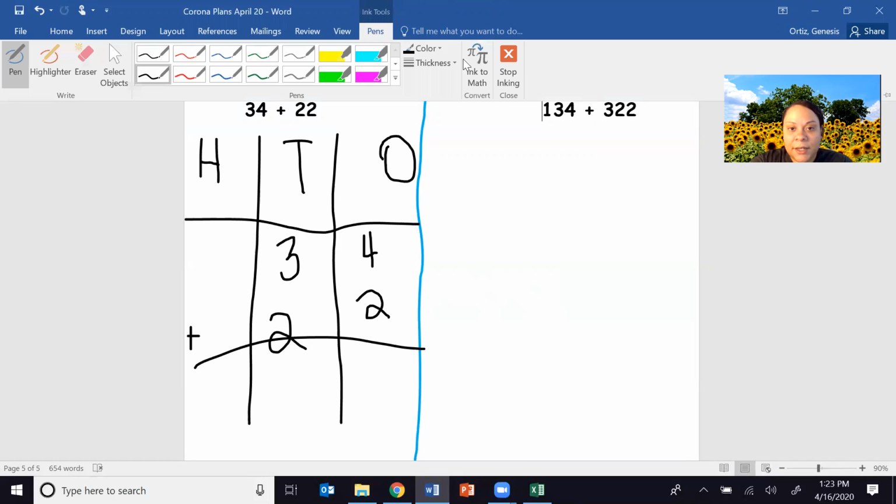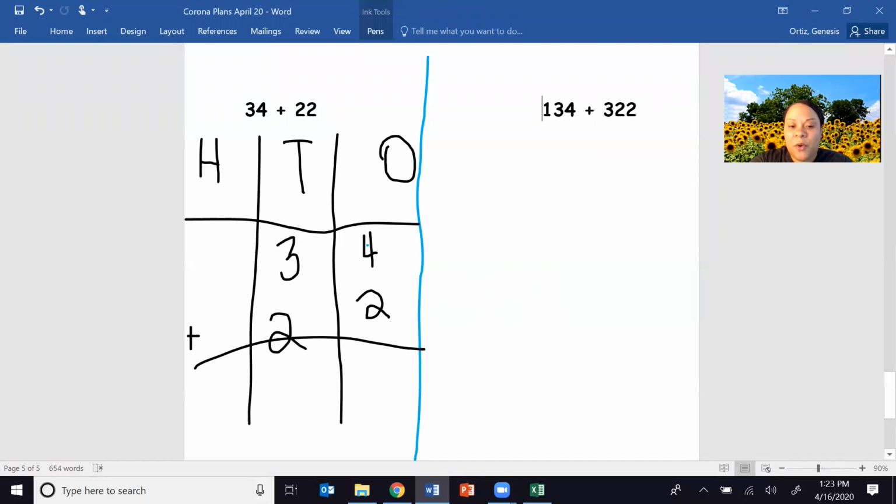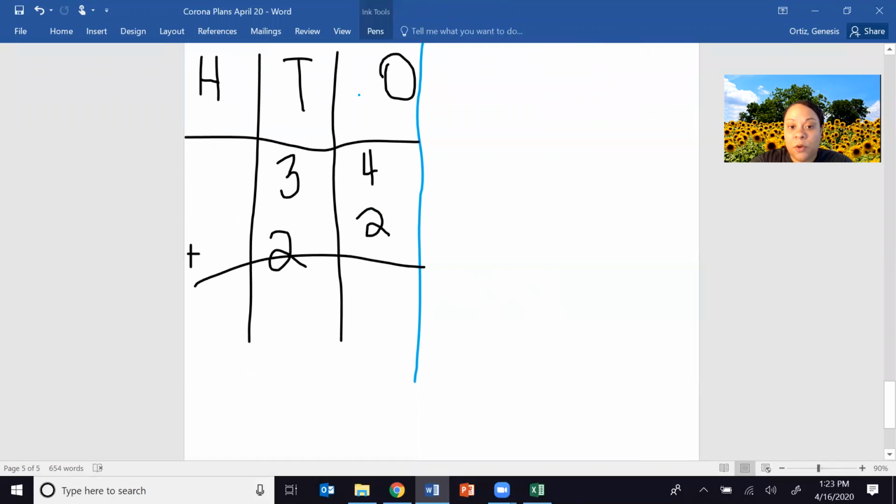So then I'm going to change my pen color and go ahead and start adding, starting with our ones. 4 plus 2, 4 ones plus 2 ones is 6. So I'm just going to put the number 6. And that's it for the ones. Now we can go ahead and do our tens. Remember, 3 tens and 2 tens, right? 3 tens is 30, 2 tens is 20. 30 plus 20 is 50.